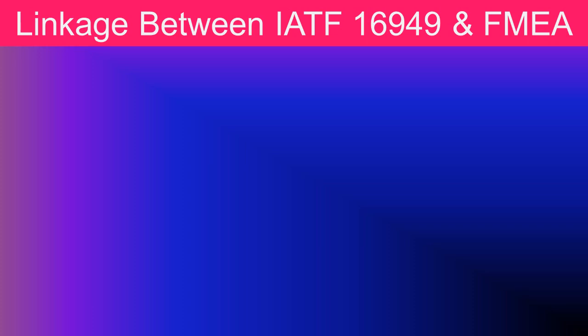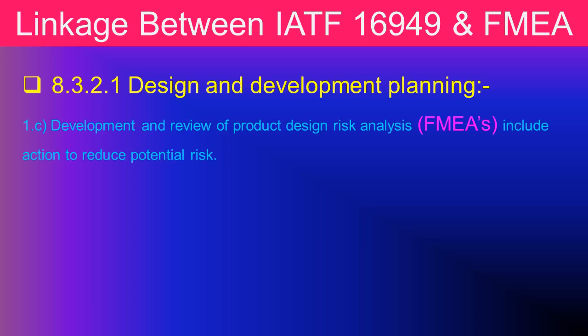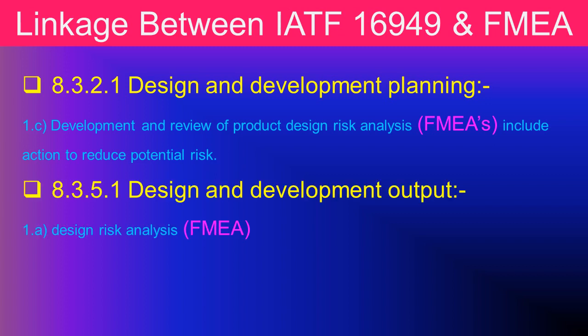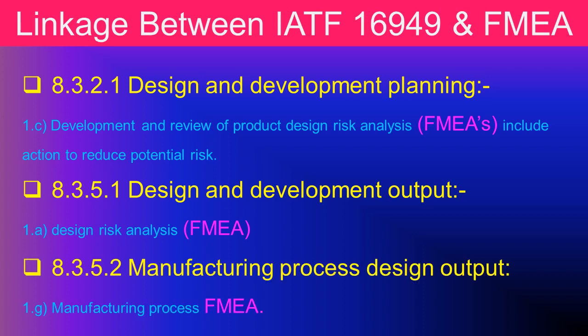Now, what are the linkages between IATF 16949 and FMEA? Doing a robust FMEA is also a direct requirement of the Quality Management System Standard IATF 16949. The clauses 8.3.2.1 for design and development planning, the other clause 8.3.5.1 design and development output, and the third clause 8.3.5.2 manufacturing process design output have a direct reference for the application of this methodology.